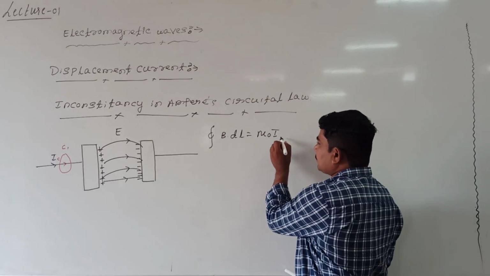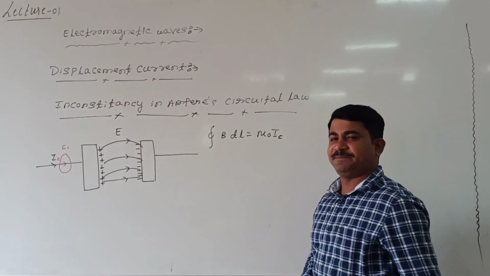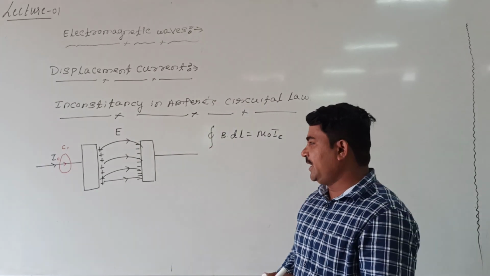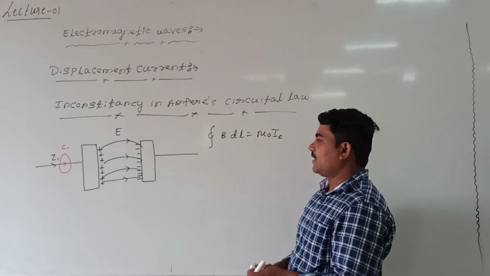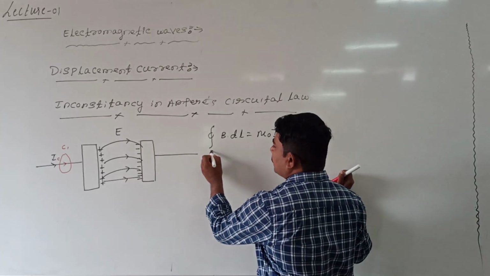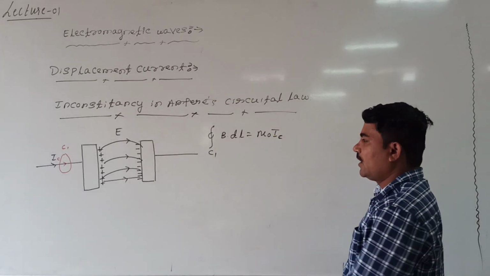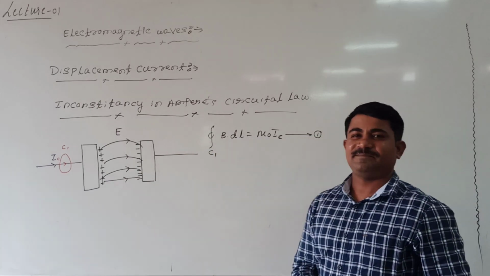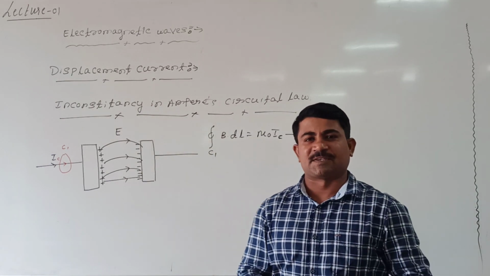What current exists? This current we are calling conduction current. Right. Now for what loop is it? For the loop C1 I will take. This is equation number 1, outside the parallel plate capacitor.